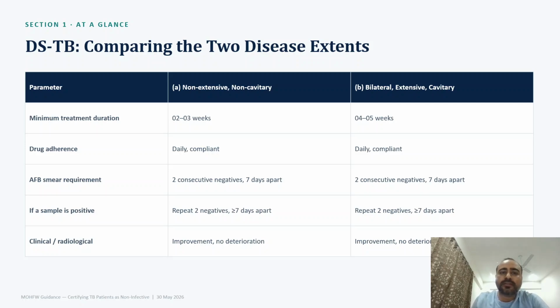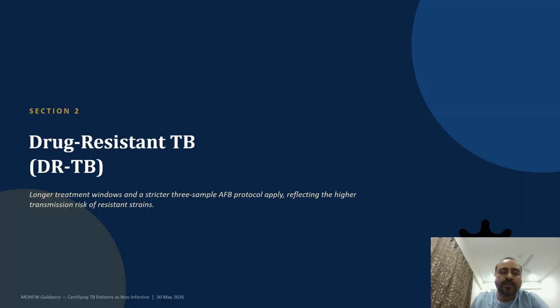When we compare the non-extensive, non-cavitatory with the bilateral extensive and cavitatory disease, here we can see that the minimum treatment duration is 2 to 3 weeks for non-extensive, non-cavitatory, while 4 to 5 weeks for bilateral, extensive and cavitatory disease. Other than that, there is no difference between the two diseases. Now coming to drug-resistant tuberculosis.